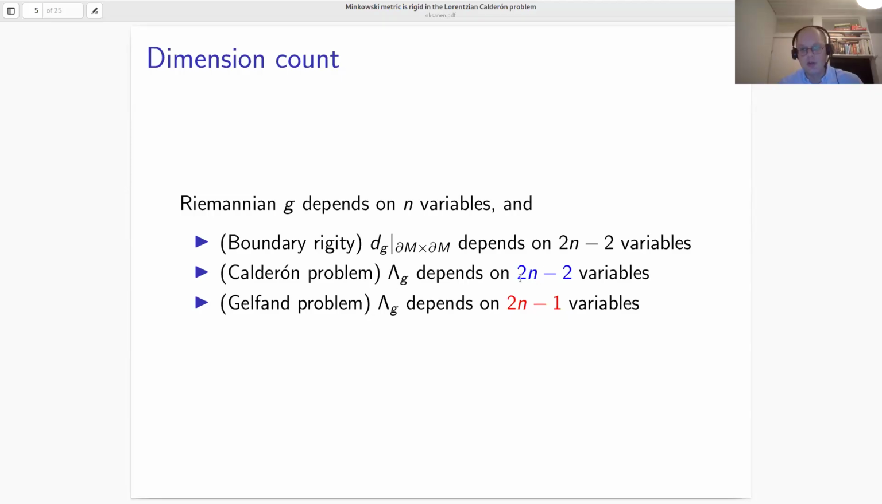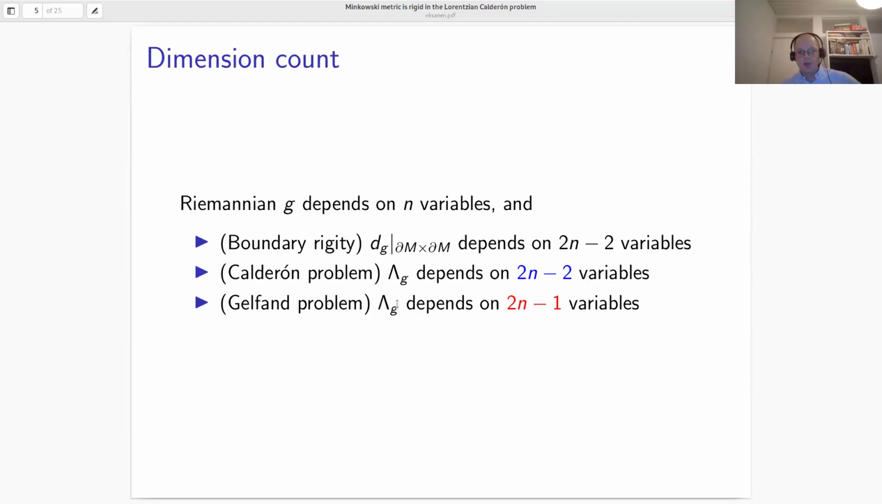And if I look at the Calderón problem, the Dirichlet-Neumann map, well, it's an operator, but if I count the number of variables in the sense that I look at the Schwarz kernel of this operator, I realize that it is just like in boundary rigidity, so the dimension is 2 times the dimension of the boundary, because this is an operator mapping functions on the boundary to functions on the same boundary. So in other words, this depends on 2n minus 2 variables.